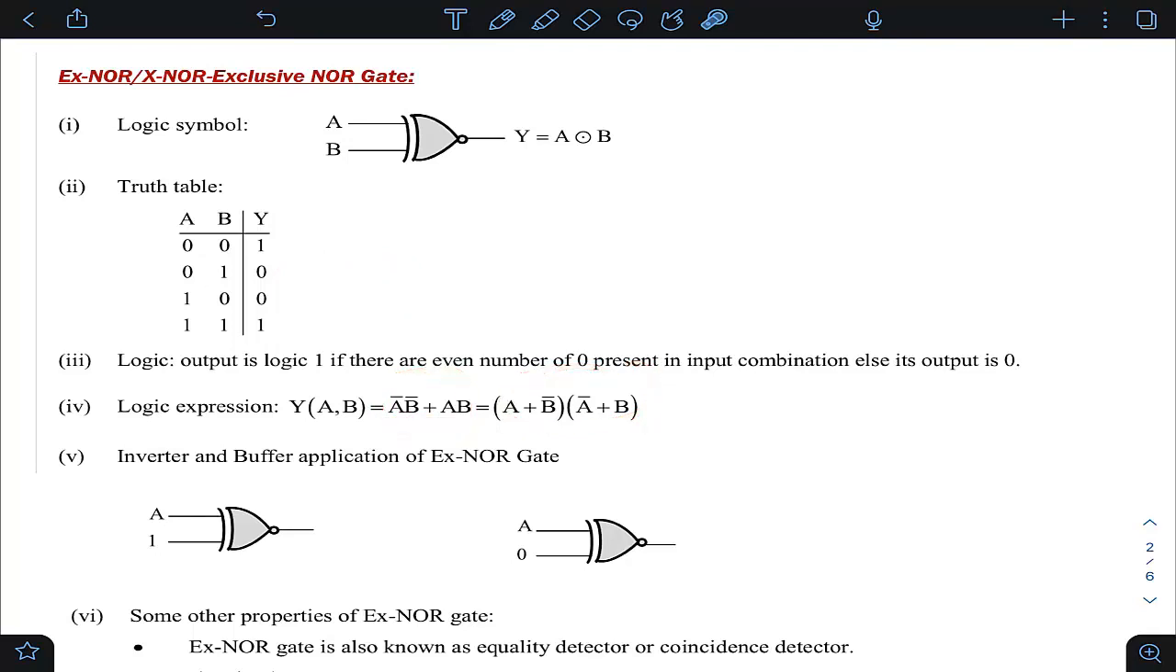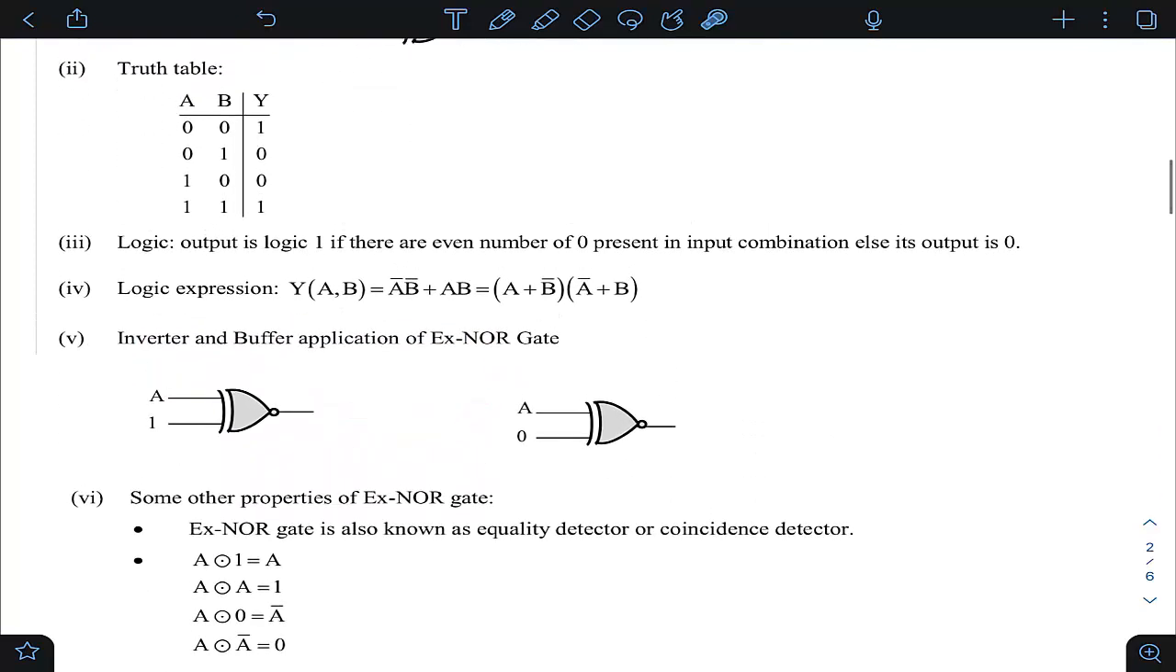Like we have seen the inverter and buffer application of XOR, this is also the inverter and buffer application of XNOR. What it says is, if you observe the property, A XNOR 1 is A. So here it is A and this is 1. So A XNOR 1 is A. Whenever you are fixing one of the inputs to 1, then whatever you give at the other input, the same thing is transmitted to the output. So this is nothing but the buffer application.